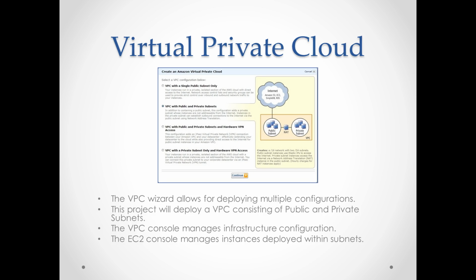From the VPC console, you can use a launching wizard in order to create a VPC, and there are a number of topologies that you can select from. This project is using a VPC with public and private subnets. When creating the VPC, you can specify the subnets that will be associated with the public network and with the private network. You can also choose the keys to be associated with the instances that are launched within the public network.